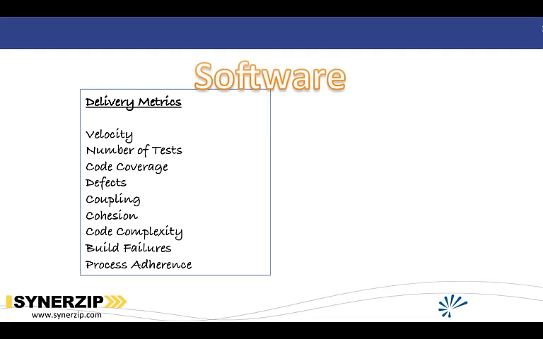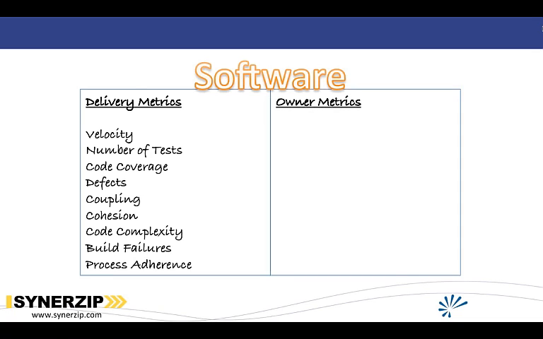Code coverage, just to be more specific, is mostly on the unit testing side: what percentage of our code is covered through tests? Velocity is how much work we're able to do within a given sprint. There are different ways of looking at that, and these are very common.